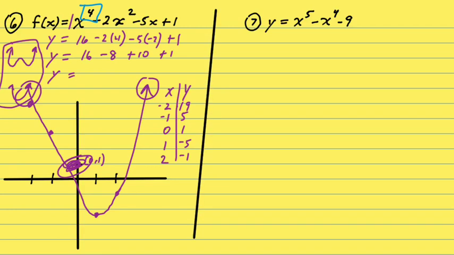What is the end behavior on an odd function? Do you remember odd functions look like this? So what is the end behavior? Down and up? And if I put in a 0, what would I get?